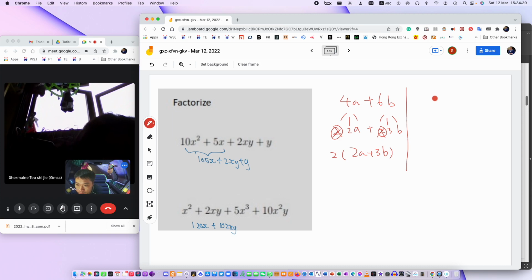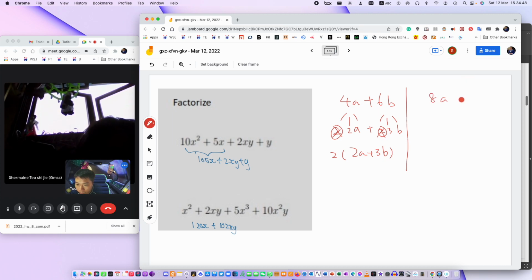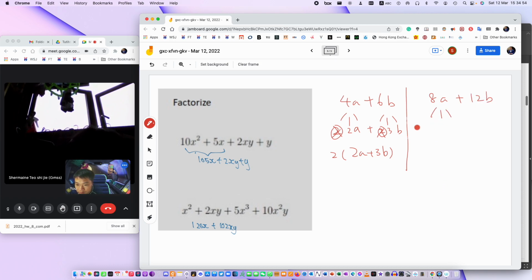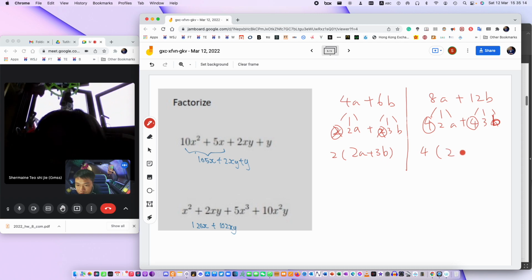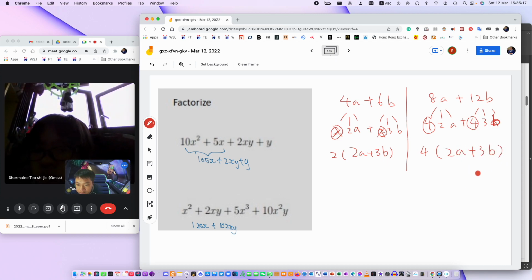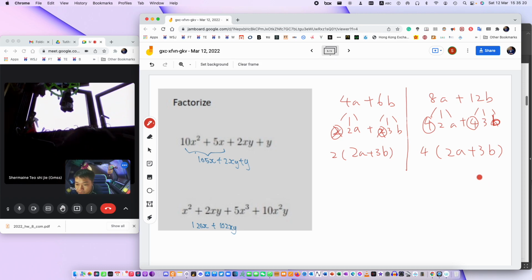The question is 8a plus 12b. So how do you do this question? Do the same thing, right? 4 times 2a, 4 times 3b, right? Then plus in between. What is common? 4 is common. Oh, this is b, I'm sorry. So sometimes you make mistake, but self-correct. So the 4 is common. I take out the 4. So I get 2a plus 3b left, right? Am I right? Okay, good.